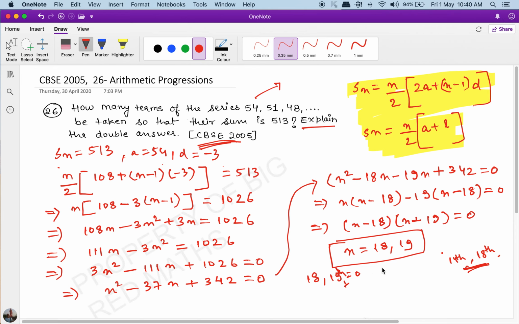In this case, the double answer is because the 19th term of the sequence is going to be 0. How do I know that? Because the series begins at 54, and at every term it keeps on reducing by 3. So the 18th term is going to be 3 and the 19th term is going to be 0. So whether you take the sum of the series till the 18th term or till the 19th term, it makes no difference. And this was the solution to the question. So n could be 18 or n could be 19.